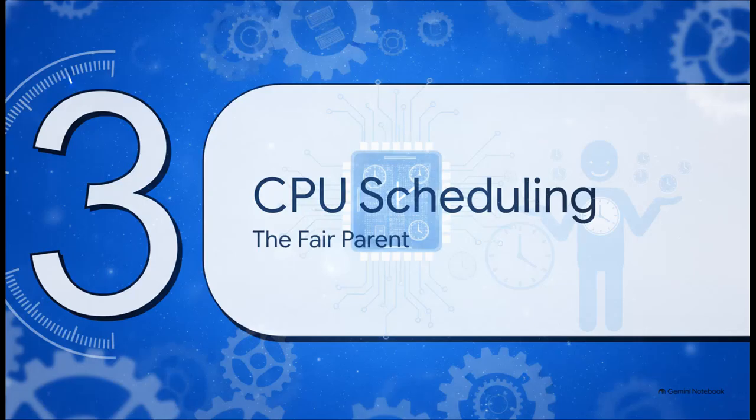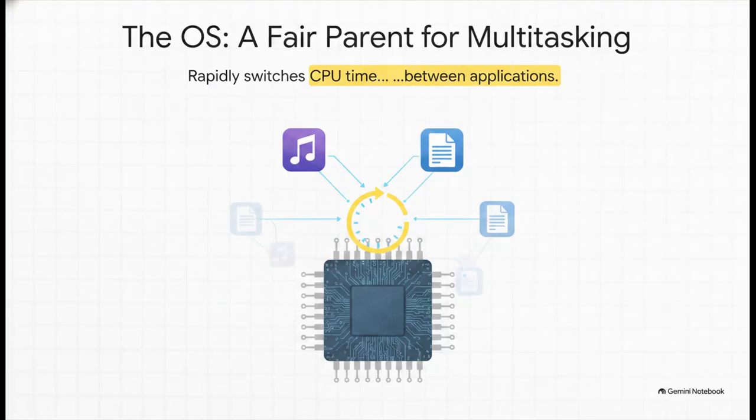Stage 3. Scheduling the CPU, the fair parent. Now we're down at the processor level, where the OS basically dictates time itself. When you're multitasking, say streaming a podcast while typing up a document, the CPU isn't necessarily doing both things at the exact same microsecond. Instead, the OS acts like a very fair parent. It rapidly switches processor execution cycles between those processes.